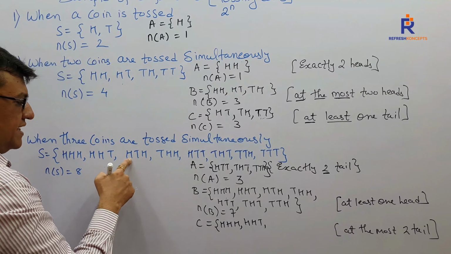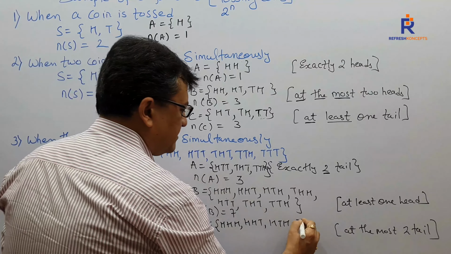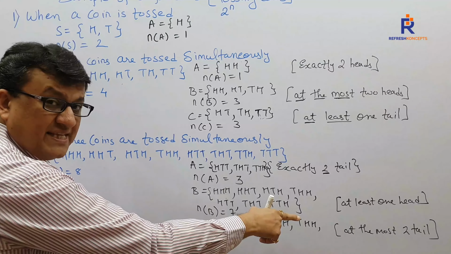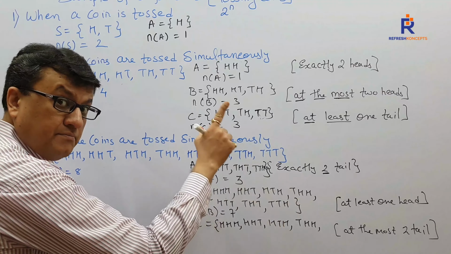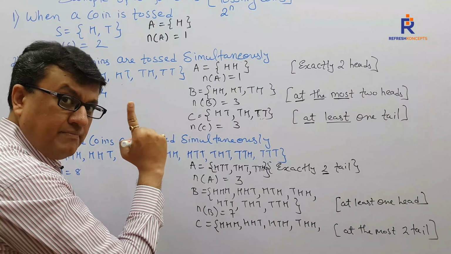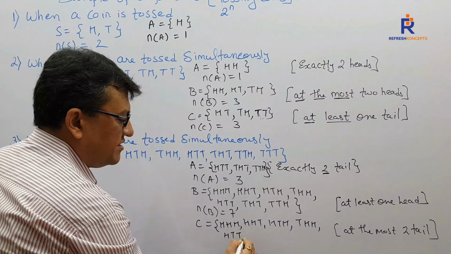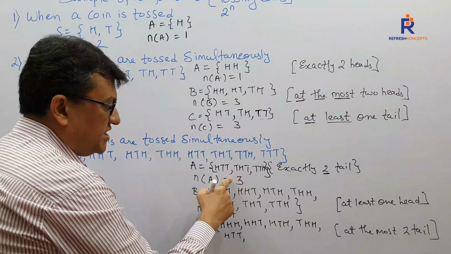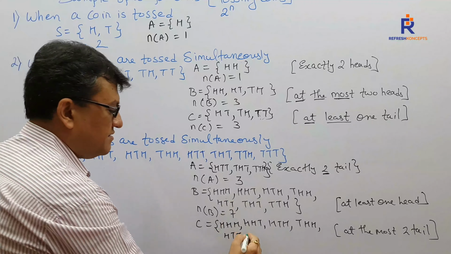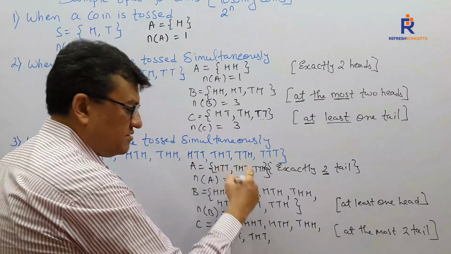Maximum 2 tails. Keep this in mind. HTH. How about THH? Yes. Next, HTT. Once again, at the most, maximum 2. HTT, will it? Minimum 1, maximum 2. HTT. THT. Is it? THT. TTH.